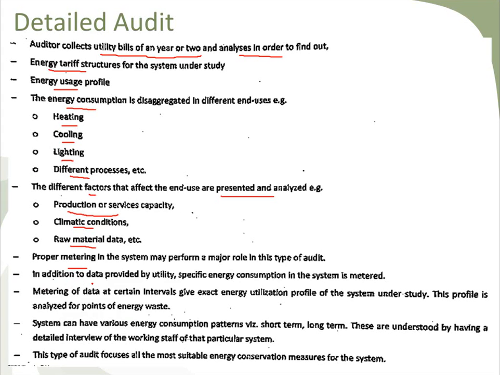In addition to this, the data provided by the utility, specific energy consumption in the system, is metered, and the metering of that data at certain intervals gives the exact energy utilization profile of the system under study. This profile is analyzed for the points of energy waste. If metering of particular data at certain intervals of time is performed, then of course this will be a major help in performing the energy auditing and implementing the energy conservation measures, energy conservation techniques for a particular system.